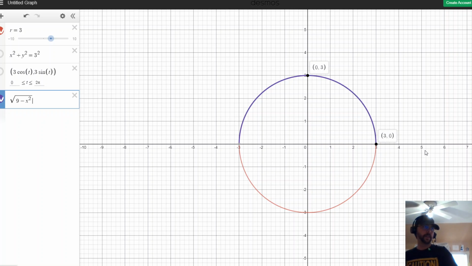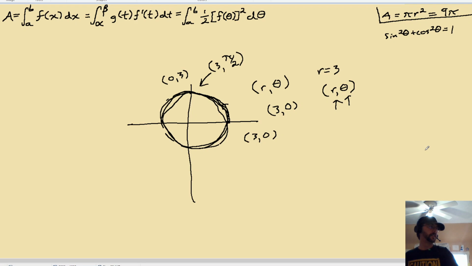So to show some of that again, actually I'll just erase all this graph stuff here. I was using this yellow.